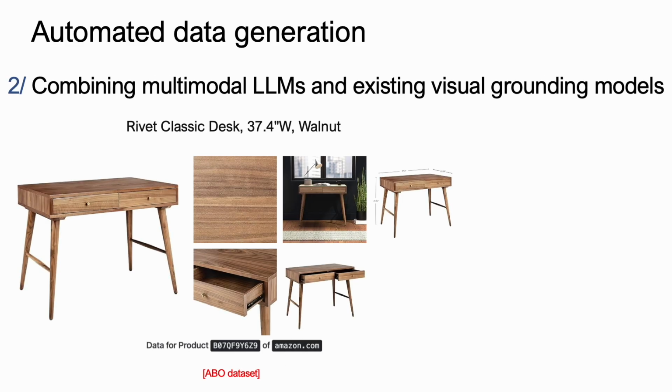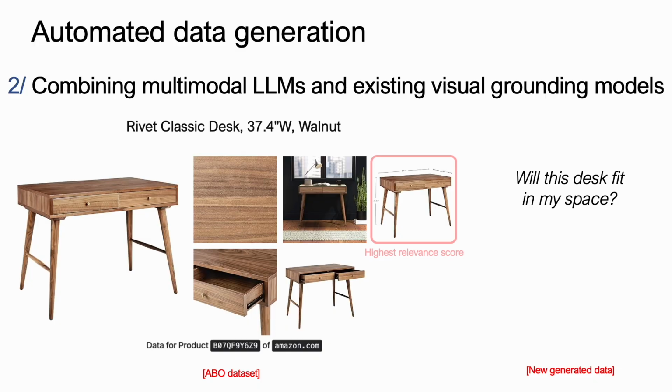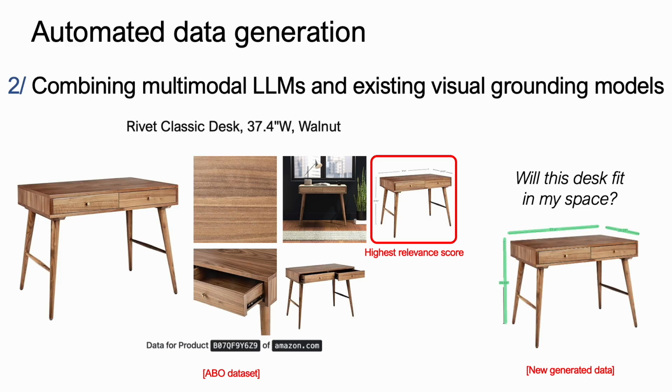The second approach starts from scratch, using the ABO dataset that contains real product listings with multiple images. We ask Claude to generate object questions for these products, to identify the most relevant image, and to list the concrete visual elements where it could make sense to ground the answer. We then use existing visual grounding models to obtain a segmentation map for these concrete visual elements.